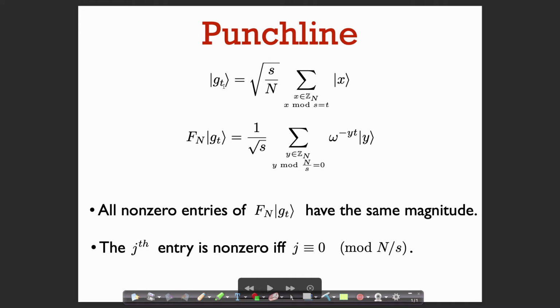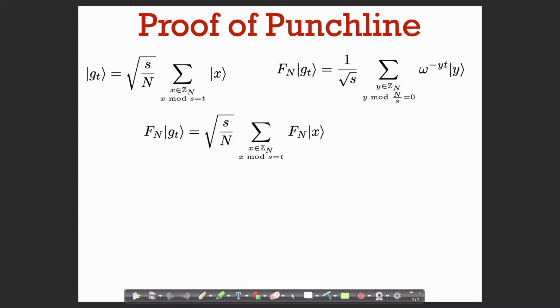So let's see why the Fourier transform of GT is equal to this state. We start out just by taking the definition of GT and applying the Fourier transform to that. So that's equal to this sum here: square root of s over n, sum over all x such that x modulo s is equal to t, of the Fourier transform applied to ket x. Now the Fourier transform applied to ket x is just the xth column of the Fourier transform.